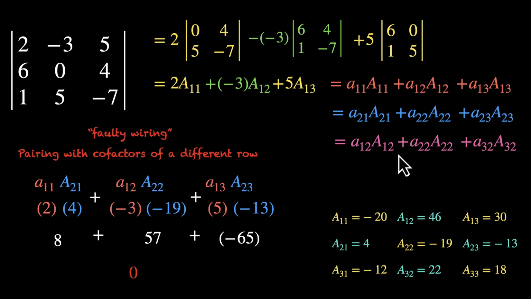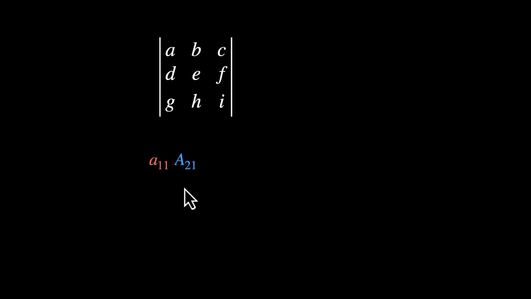If we pair them in this order, if we take elements from one row and cofactors from a different row, we always get a 0. And we're not going through the proof in this video. We'll get some intuition by verifying it for some generic 3 by 3. Let's take this determinant a, b, c, d, e, f, g, h, i, and let's do some faulty wiring with these variables. We have a11 times A21, first element of first row, but cofactor from the second row. Similarly, a12 A22, and a13 A23. So we're going to add these three.